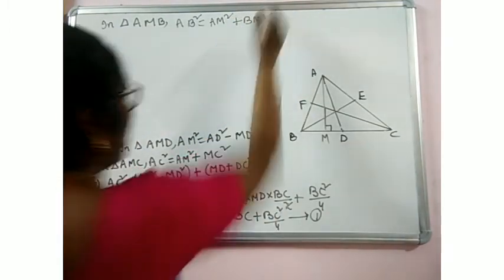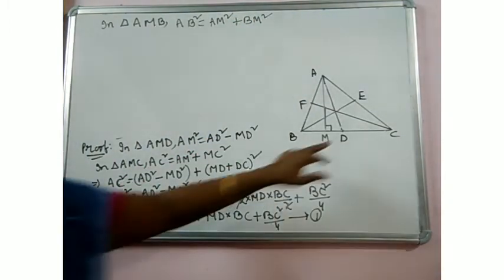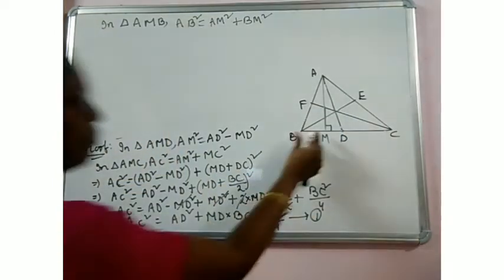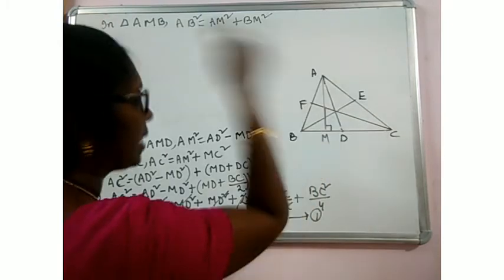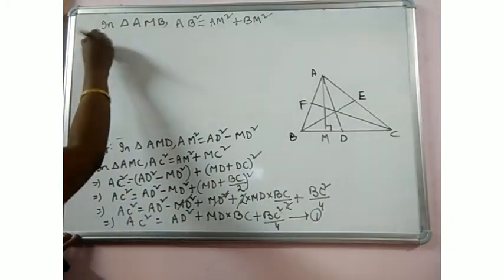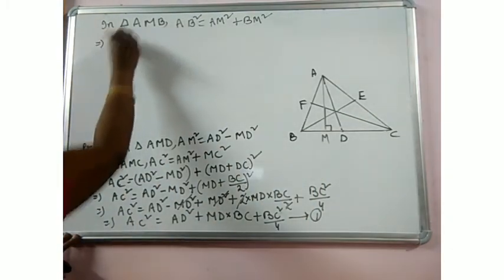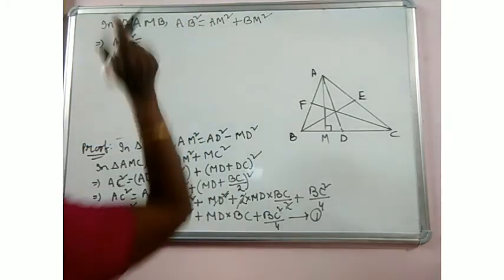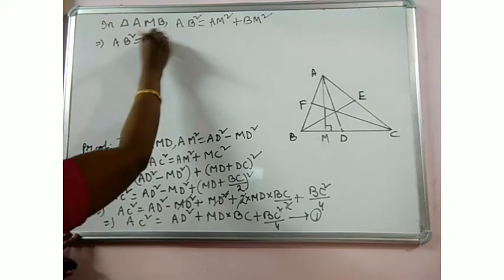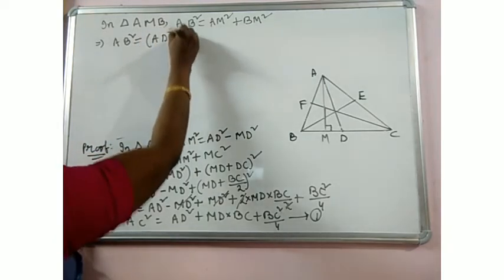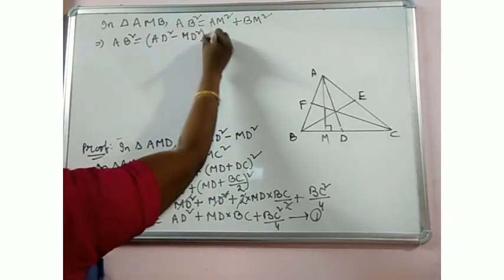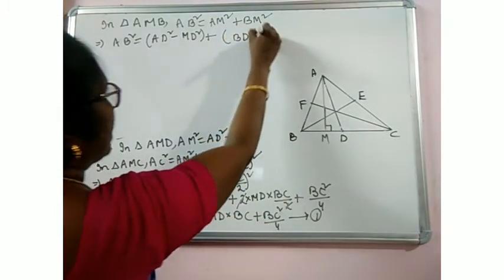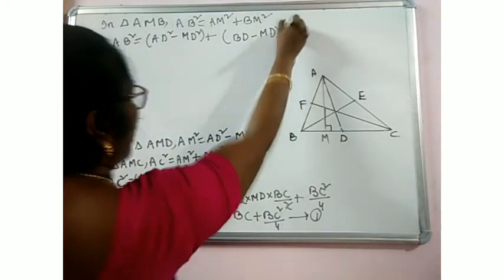You can see here, children, MC means MD plus DC. But here BM means BD minus MD. So let me start from here. AB square is equal to, again this value of AM square let us substitute here: AD square minus MD square plus, in place of BM, let me write BD minus MD whole square.